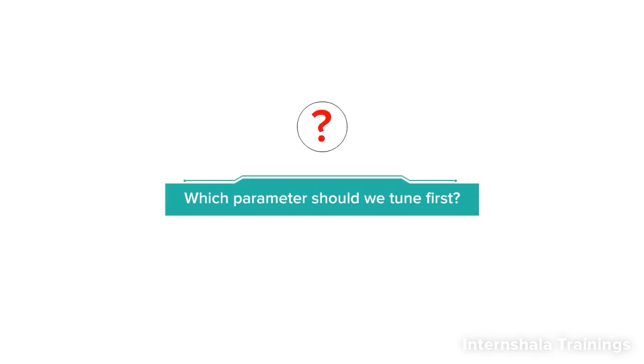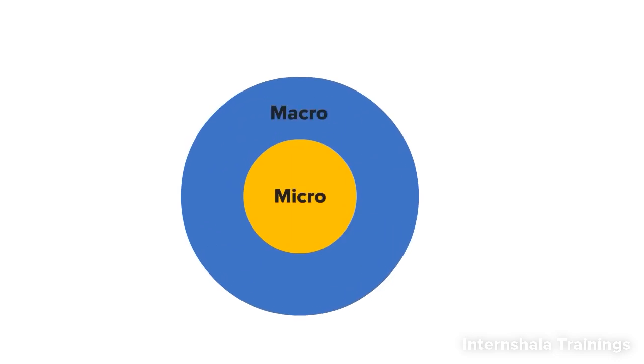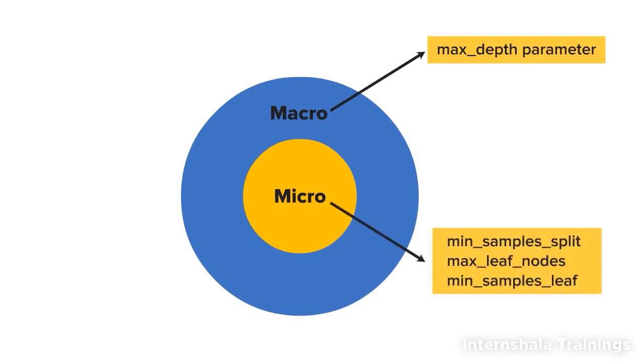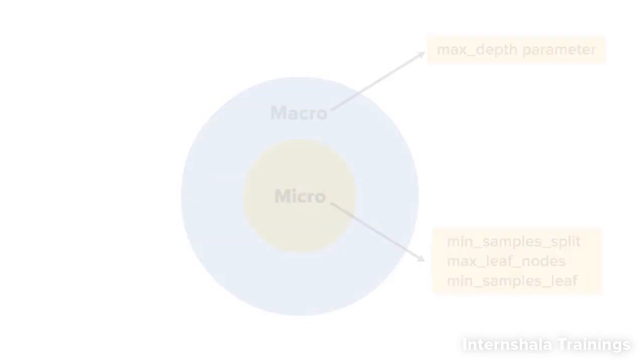Now a good question to ask is, which parameter should we tune first and which parameter to tune last? As we mentioned before, the max depth parameter prevents trees from growing at a macro level. On the other hand, the rest of the 3 parameters tend to work on the micro level, allowing you to fine-tune the model at a very granular level.